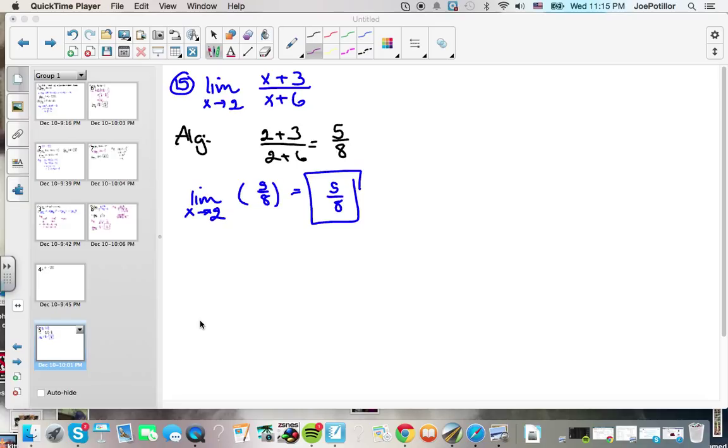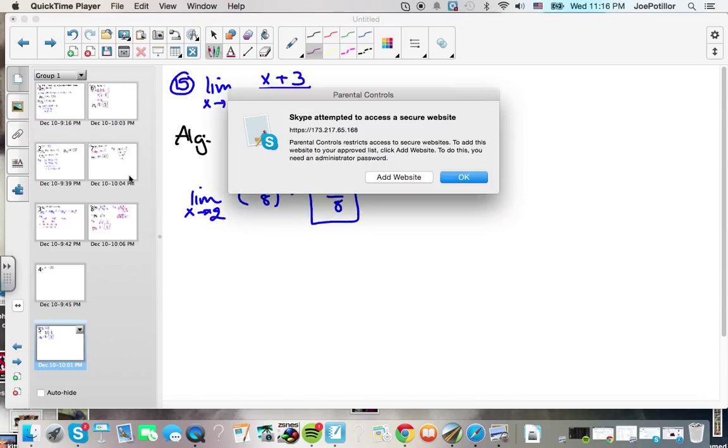So for 15, we're taking the limit as x approaches 2 of (x plus 3) over (x plus 6), and because it's a quotient and 2 is in the domain of the function, we simply can plug it in. So that's exactly what we do here. We plug in the 2 for where we see x, so it becomes (2 plus 3) over (2 plus 6), which is 5 over 8. And then we take the limit as x approaches 2 of 5/8, which is 5/8.